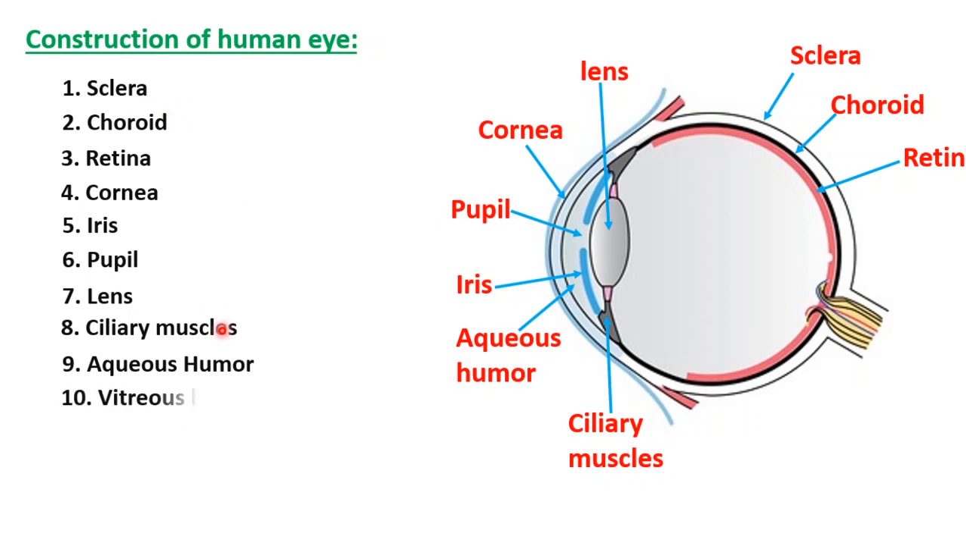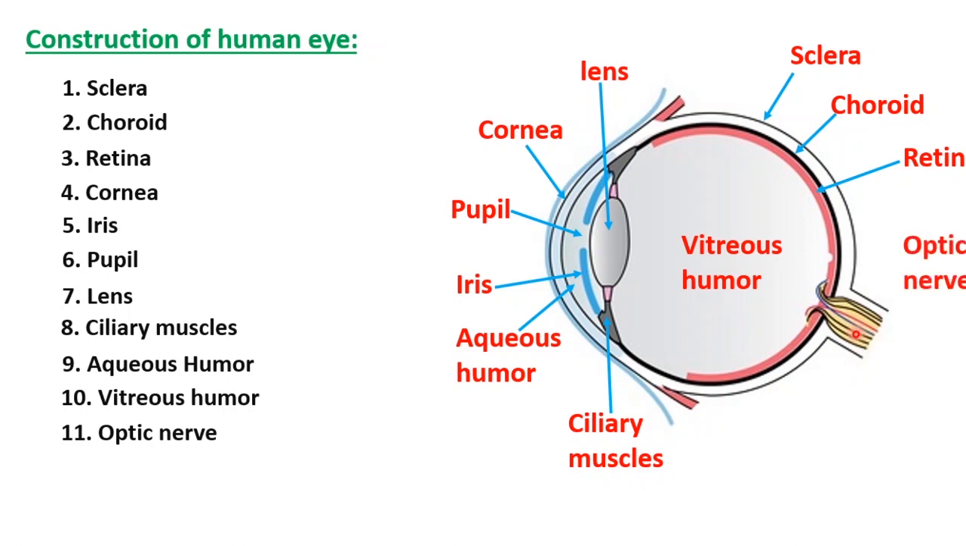Next is vitreous humor. This is vitreous humor, the gelatin-like liquid inside the eyeball. Next is the optic nerve. These nerves you can see coming from the retina are called optic nerves. Clear? So these are the terms used in our eyes. Let us study them one by one.